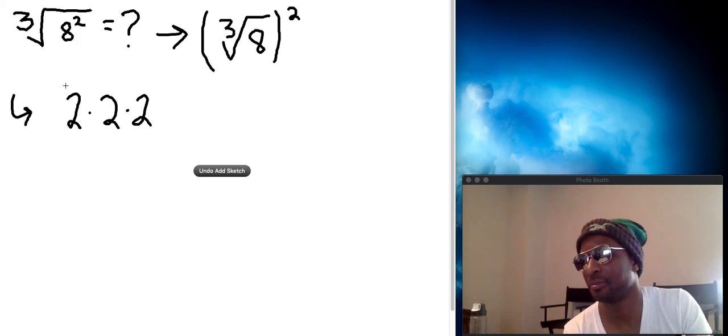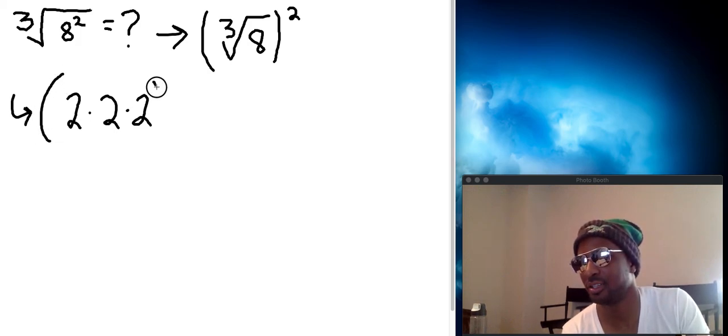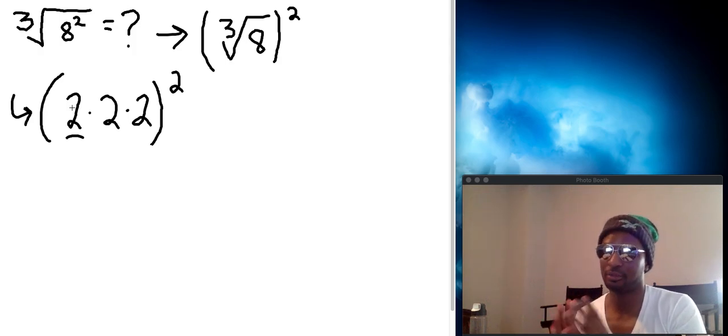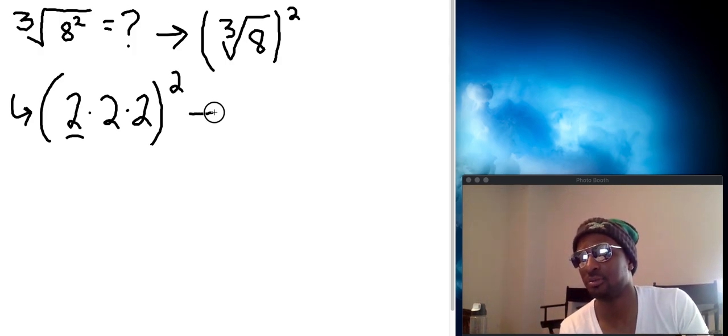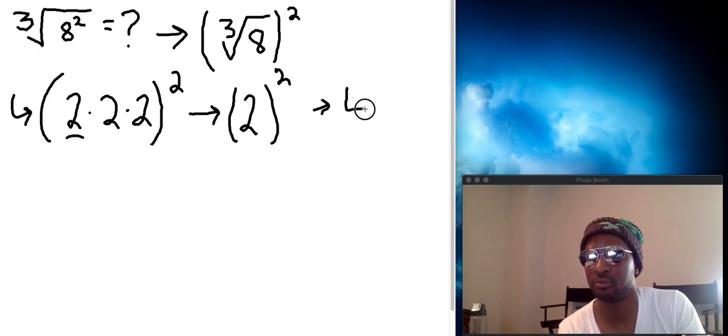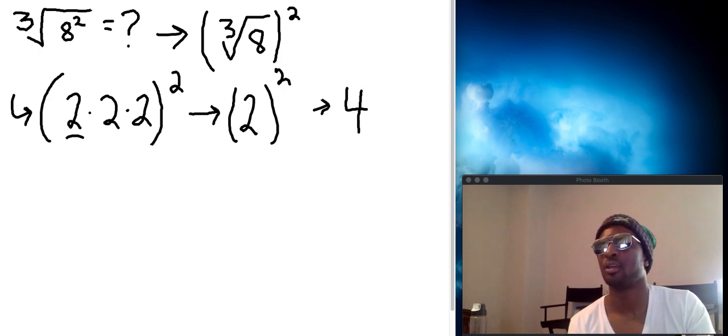Those are some pretty funky parentheses. Okay, there we go. And then we have all that in here. But remember, we're taking the root of this. So the root of this is just 2. We don't want 8. We want what number multiplied by itself 3 times gives you 8, which in this case is 2. So 2 squared is 2 times 2, which is 4. And that's our answer.